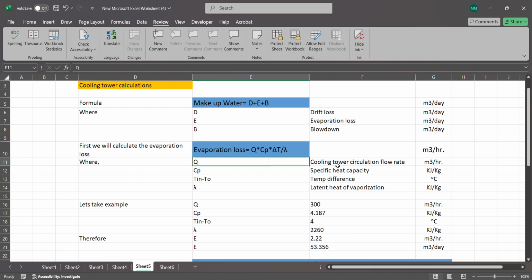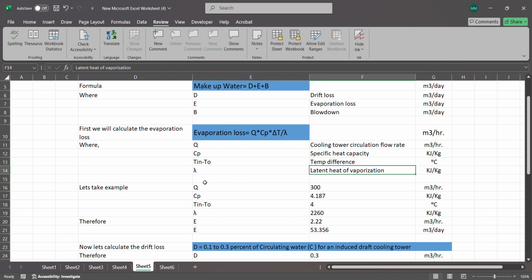Q means cooling tower circulation flow rate in meter cube per hour. Cp is the specific heat in kilojoule per kg. As we are using water, we'll consider the specific heat of water. Delta T is the cooling tower temperature in minus temperature out of the cooling tower, that is, a temperature difference in degrees Celsius. Lambda means latent heat of vaporization.